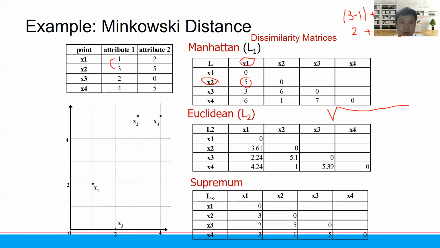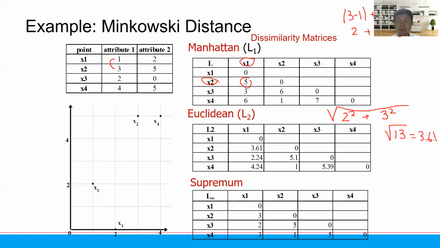So we want to find 3 minus 1. 3 minus 1 is 2, and then we make it square, power of 2. And then 5 minus 2, which is 3, so 3 power of 2. So the result is the square root of 4 plus 9, and that is the square root of 13. If you check on the calculator, the result will be 3.61.